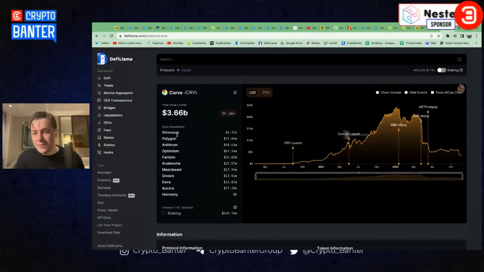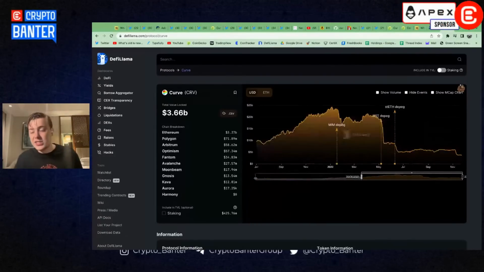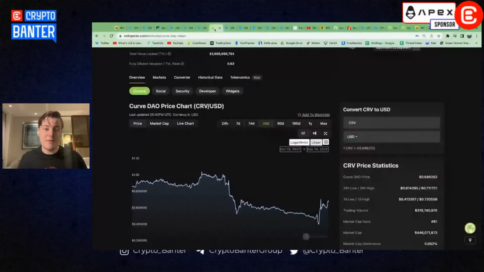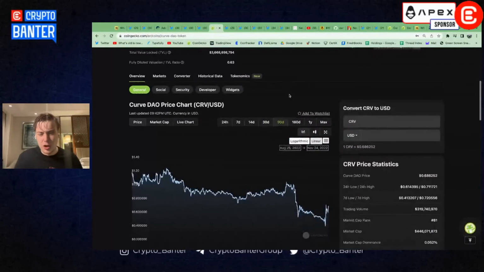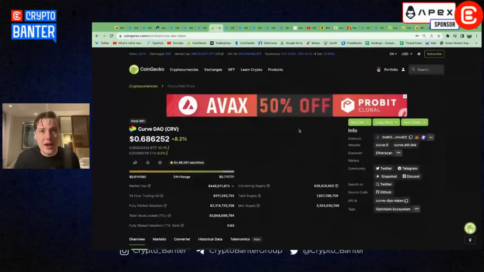So we can see, since UST, like many other DeFi protocols, Curve has experienced a decline. However, the token has held up fairly well. I mean, it is obviously quite down, but compared to some of the other protocols, it's held up okay. But I mean, look, it still is down in the mid 90% from its high, so it's still down a lot.